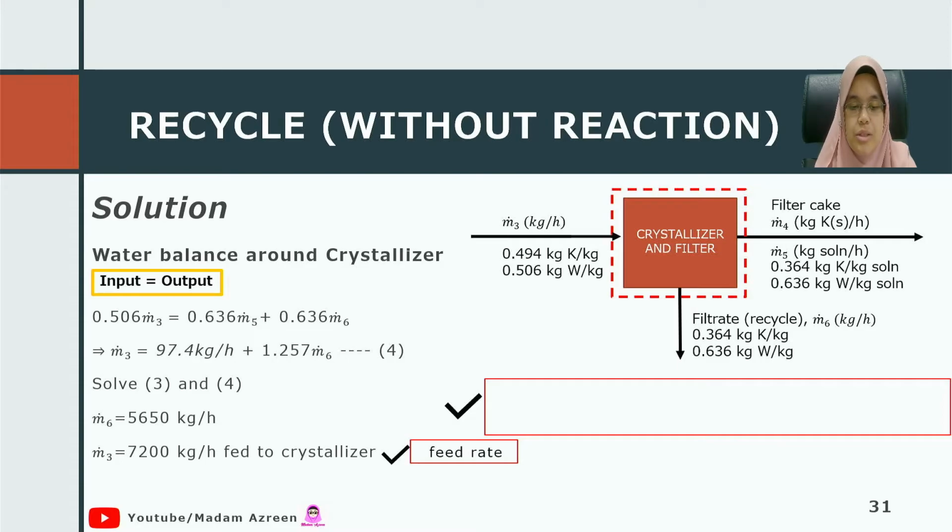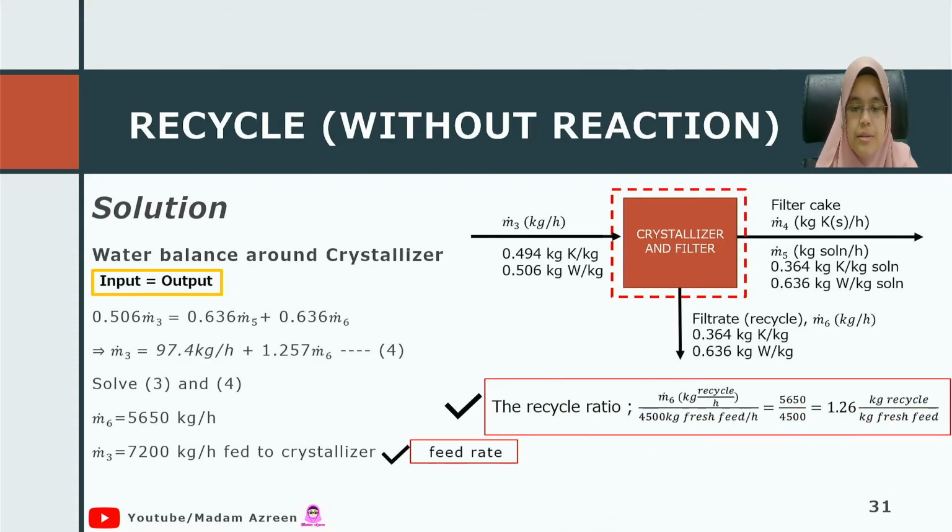So this question is quite tricky because it doesn't ask you directly what is M3, M4, M5, or M6, but it asks for another term. What is the feed rate? What is the production rate? You yourself have to determine which M represents the feed rate and which M represents the production rate. And the recycle ratio is basically M3 over the fresh feed, 4500.